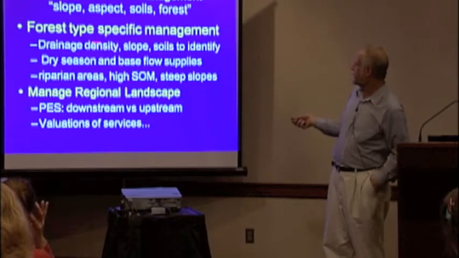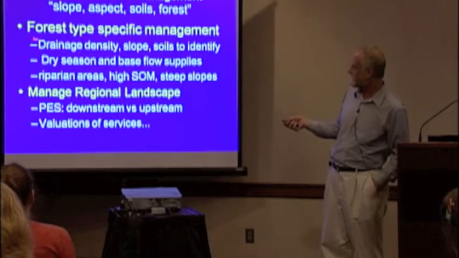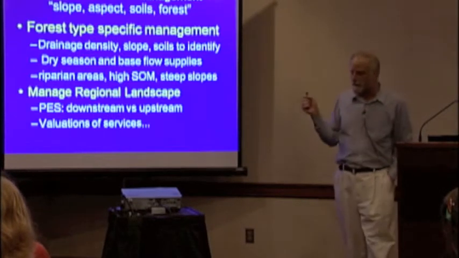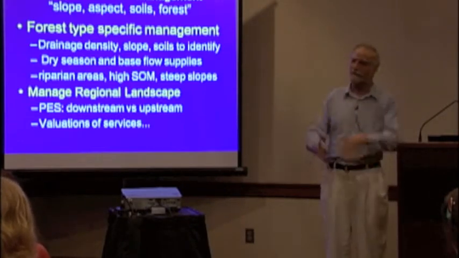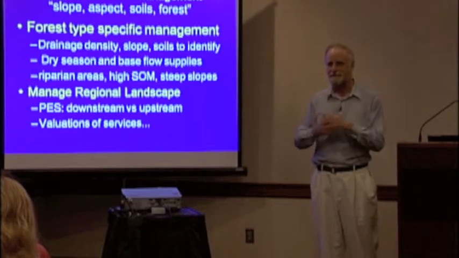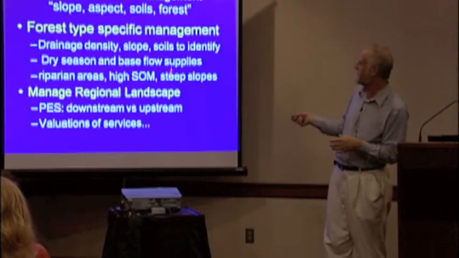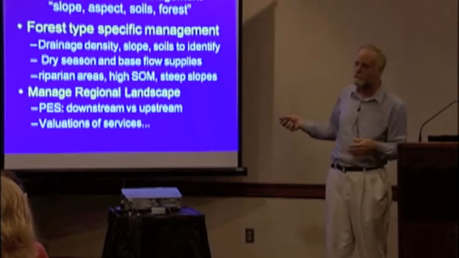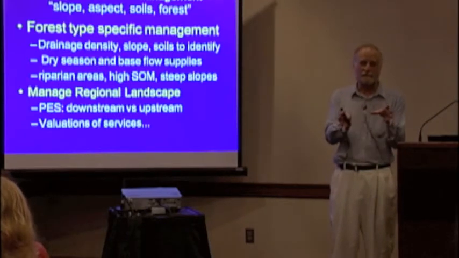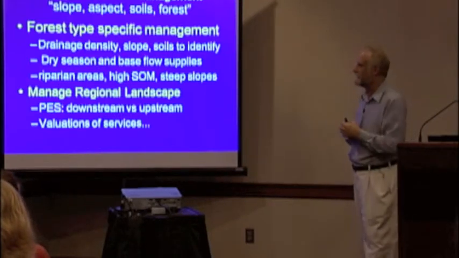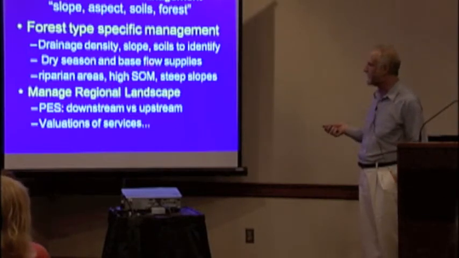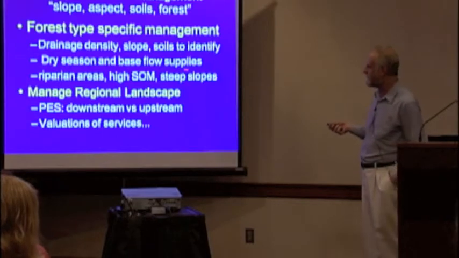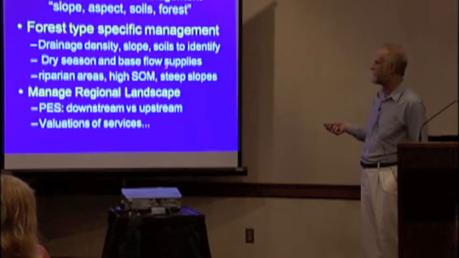Drainage density, slope, soils, all those can be used to quickly identify the type of forest. And so my friend in Costa Rica would call up and say, well, you know, Fred, we can't do all these fancy studies here. We need something simple. Well, we're almost getting it ready for them. Slope and drainage density, and those are really the key things that need to be done. Dry season and base flow supplies, still some work on identifying the qualities of those, but that's becoming better. People are working on these more all the time.